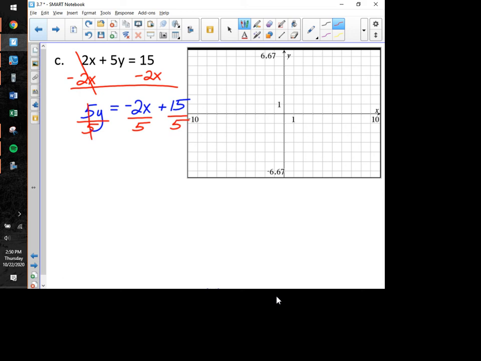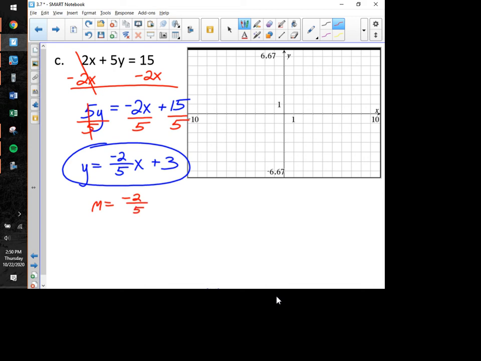These 5's cancel, and we're going to get y equals. Now nothing good happens here, so it's negative 2/5. Let me take that back. We usually like the negative on the top, so I'll do it that way. Negative 2/5. The x I just put right there, and then a plus 3. So now that equation is in slope-intercept form, where your slope is equal to negative 2/5, and your y-intercept is equal to a positive 3. Feel like we've done this already.